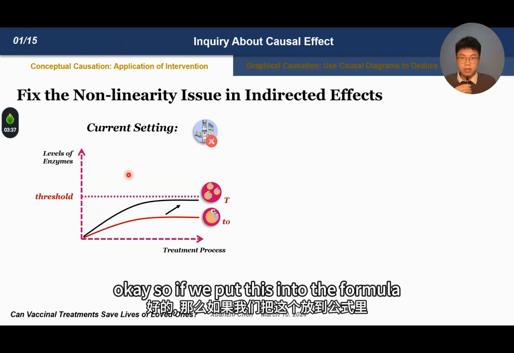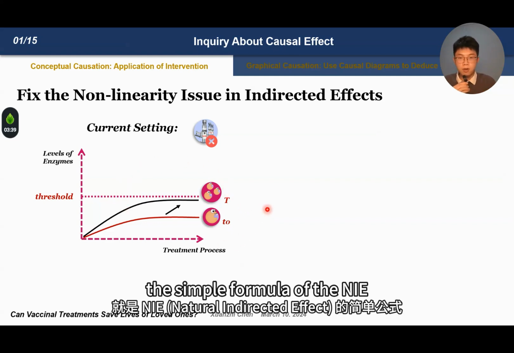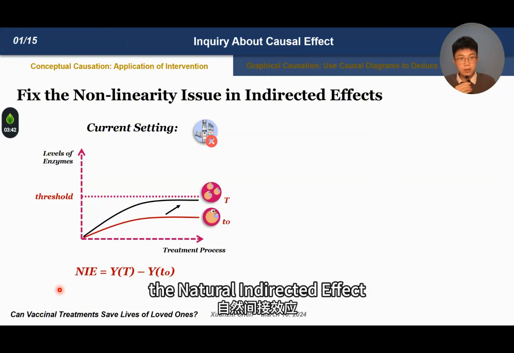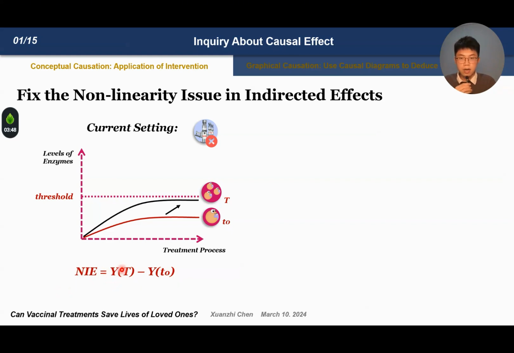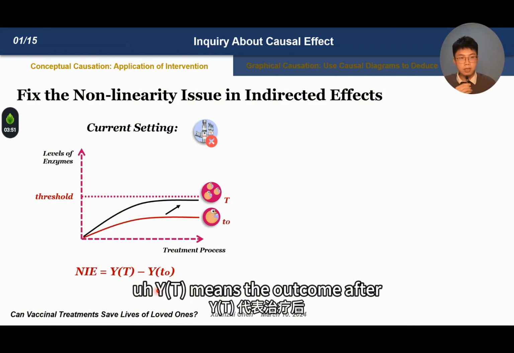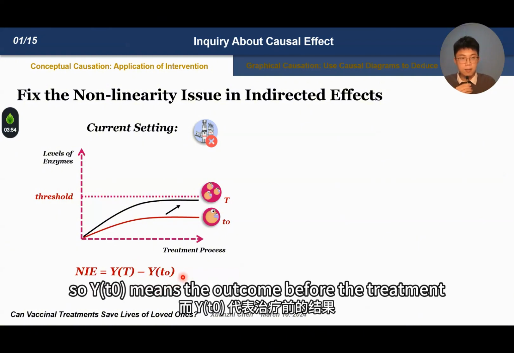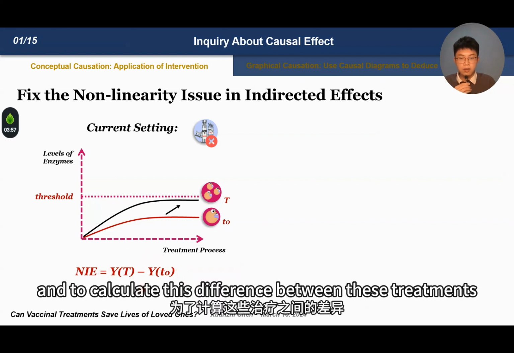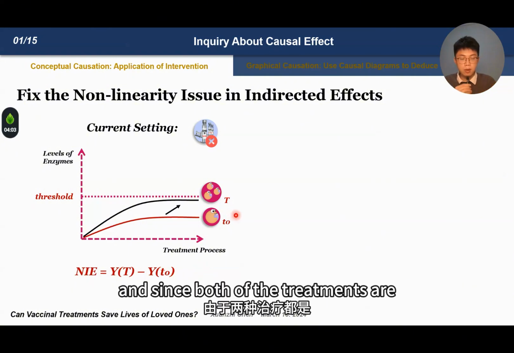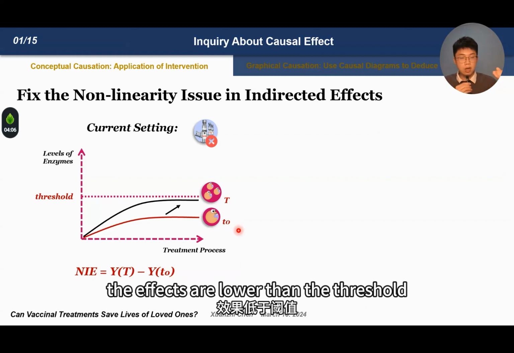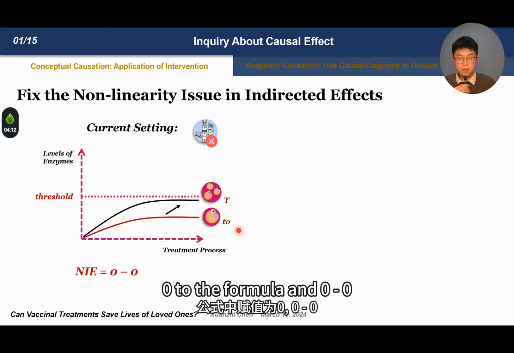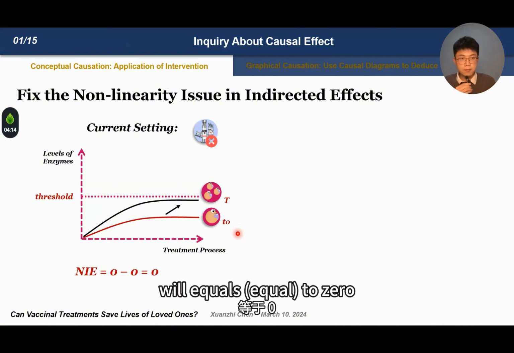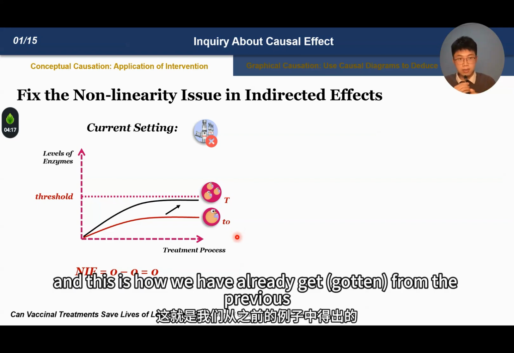Okay, so if we put this into the formula, a simple formula of the NIE, the natural indirect effect, here the capital Y means the outcome. So Y_T means the outcome after the treatment. So Y_T0 means the outcome before the treatment. And to calculate the difference between these, we do a subtraction. And since the effects in both are lower than the threshold, we assign 0 to the formula. And 0 minus 0 equals 0. And this is what we already got from the previous example, right?